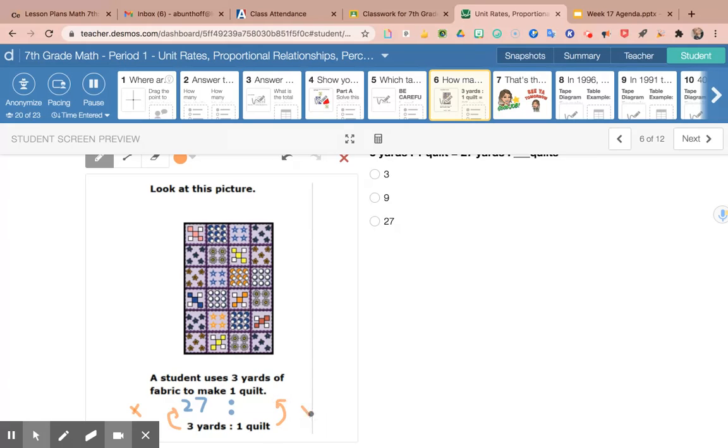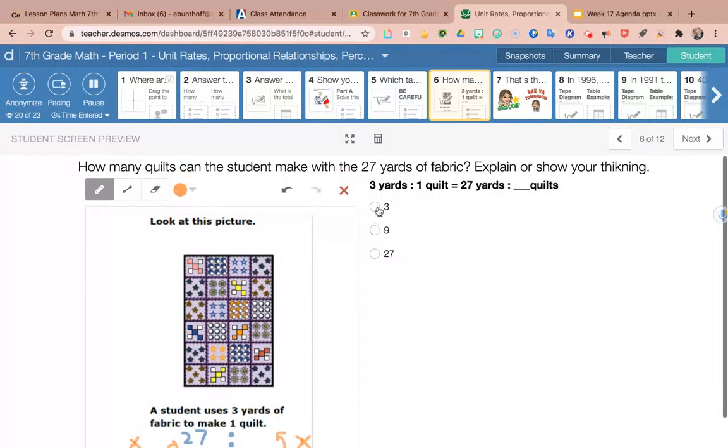The whole point of proportional is that whatever I do to one side, I do to the other. So you're trying to figure out 3 times what is 27. Whatever it is, you're going to multiply 1 by it.